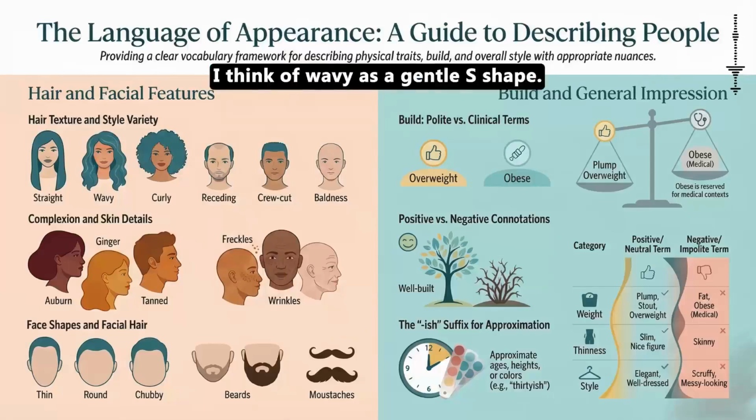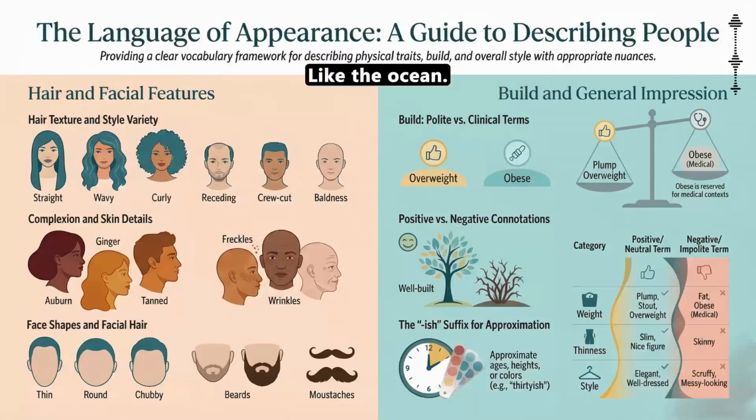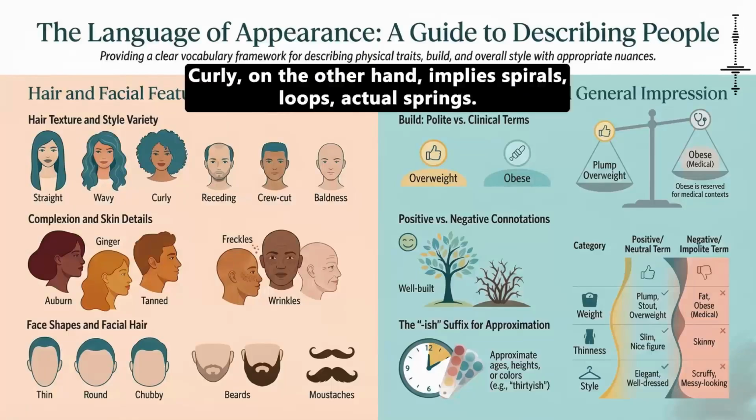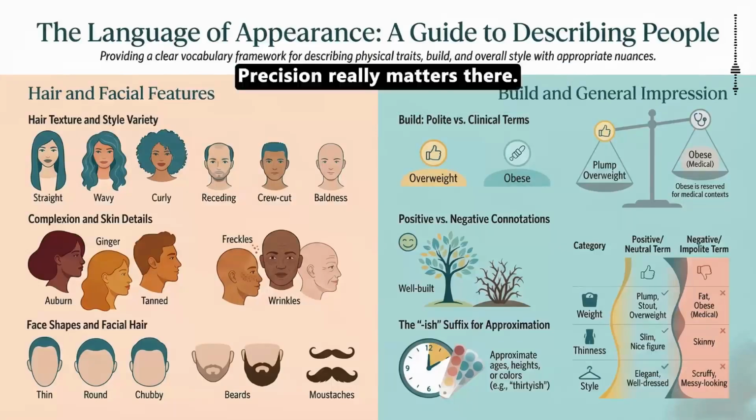I think of wavy as a gentle S shape. Like the ocean, it has movement, but it's kind of flat. Curly, on the other hand, implies spirals, loops, actual springs. It has volume. Precision really matters there.